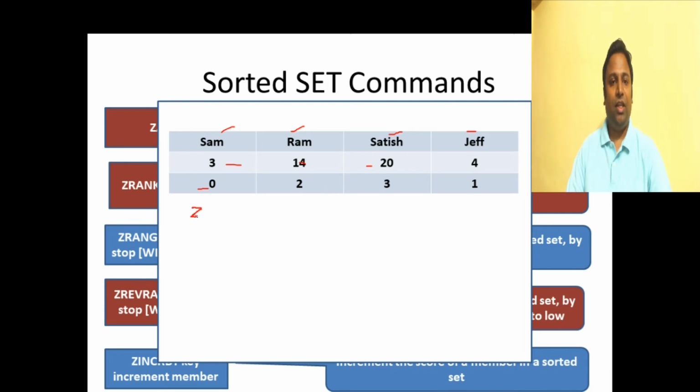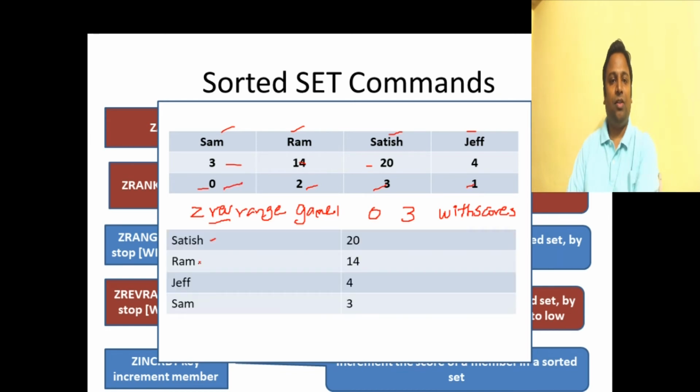So for instance, when I give ZREVRANGE, and then I give the name of the set, that is game1, we'll print everything from 0 to 3 ranks with scores. We now know the meaning of with scores. When you perform this, it's just going to print it in reverse. It's going to start from 3, go to 2, 1 and 0. So Satish will be printed first, Ram next, Jeff, and then comes Sam.